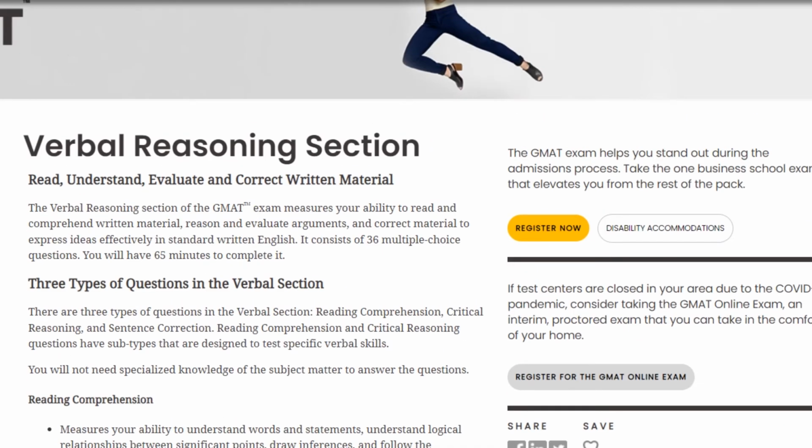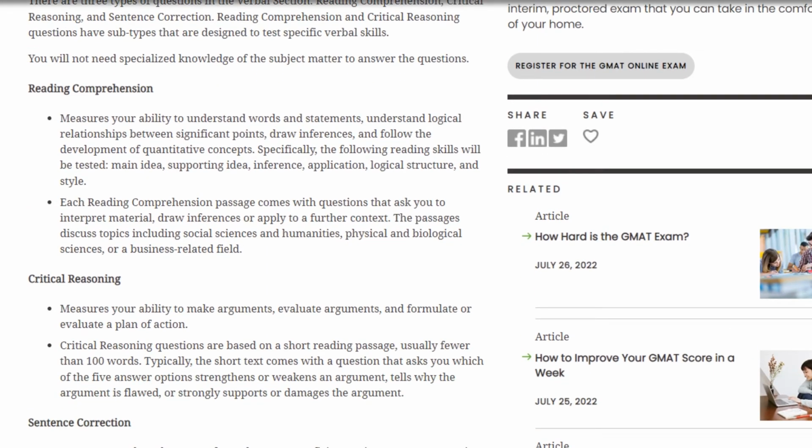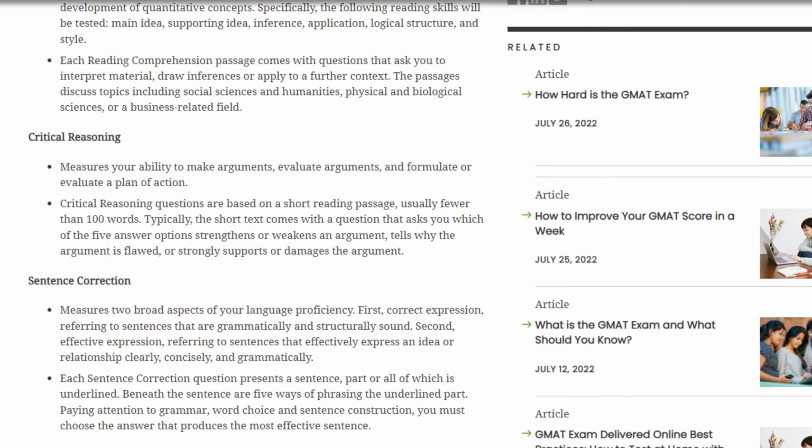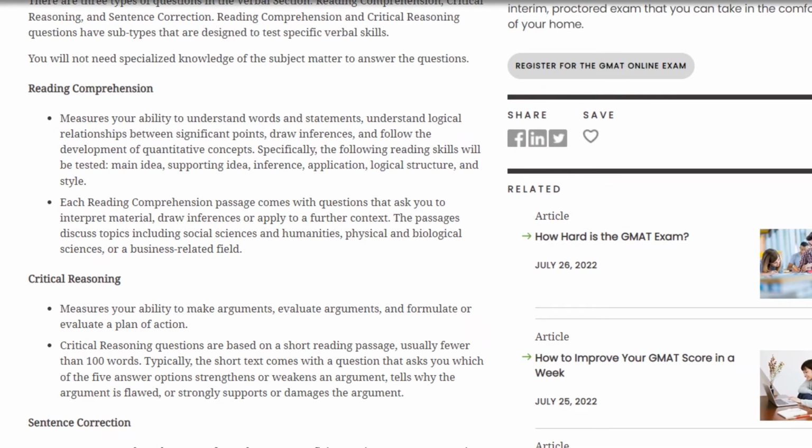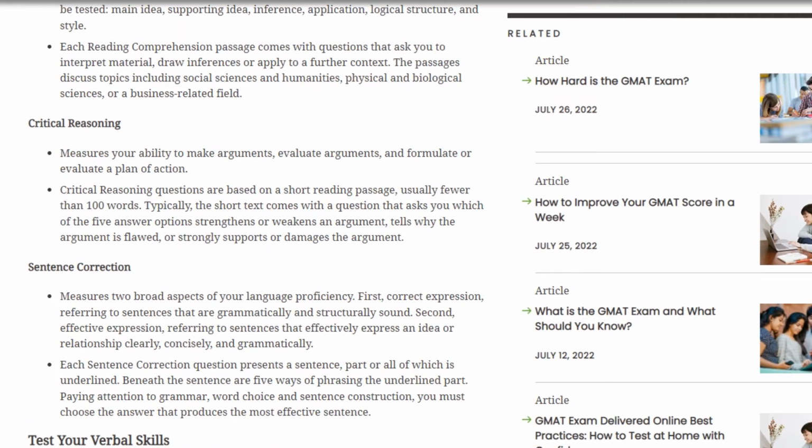For verbal, you will have 3 question types. This will be a reading comprehension questions. Well, you'll have the passage on your left and questions on your right. For example, you'll have a passage and 3 questions for it, and you'll answer questions one by one. Critical reasoning is the argument given to you, and you will be required to evaluate it.